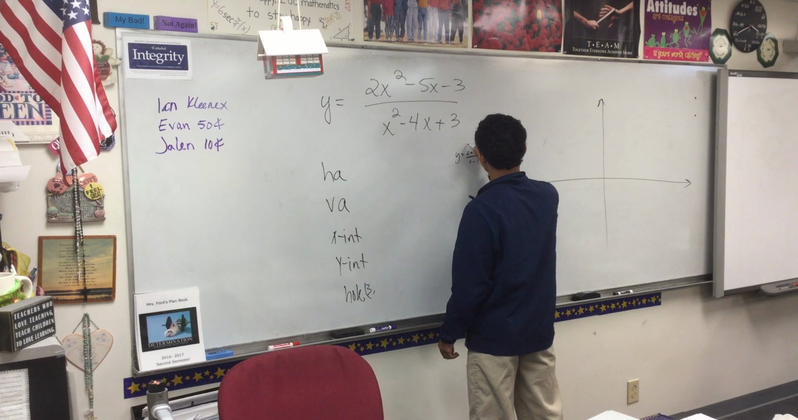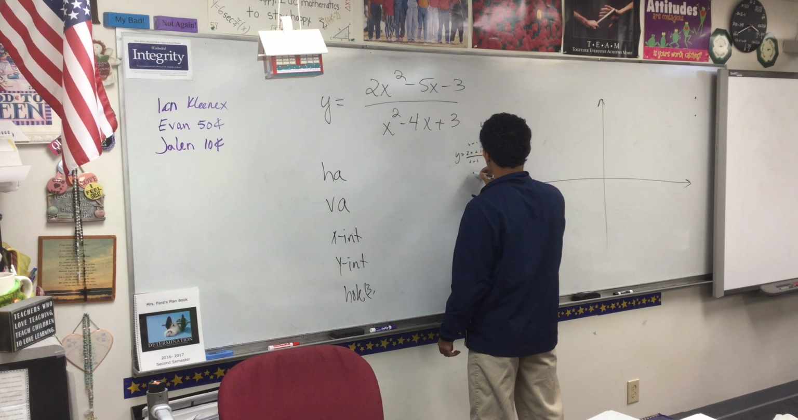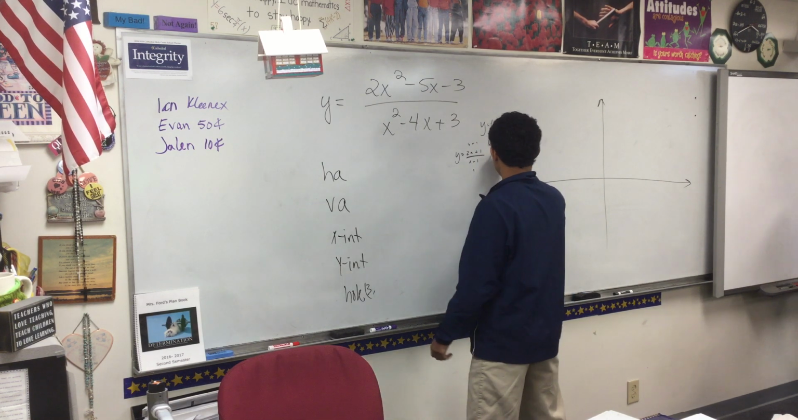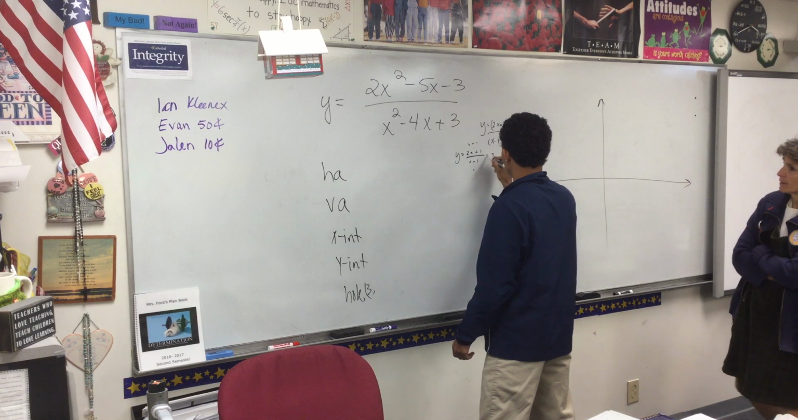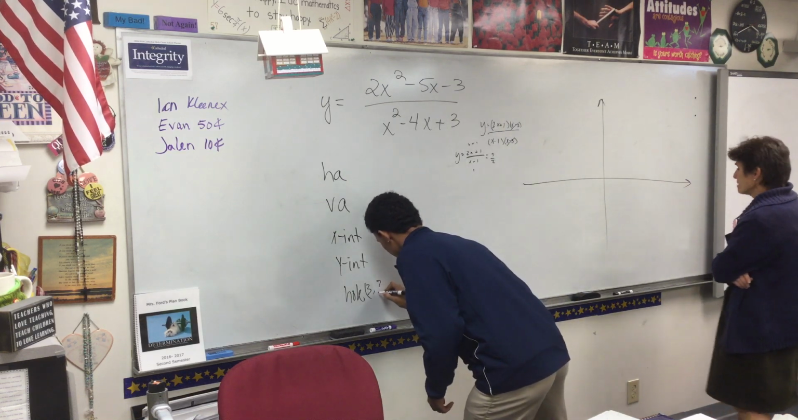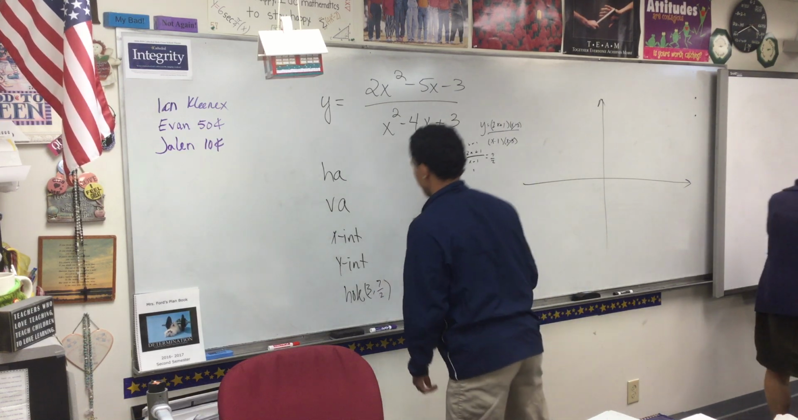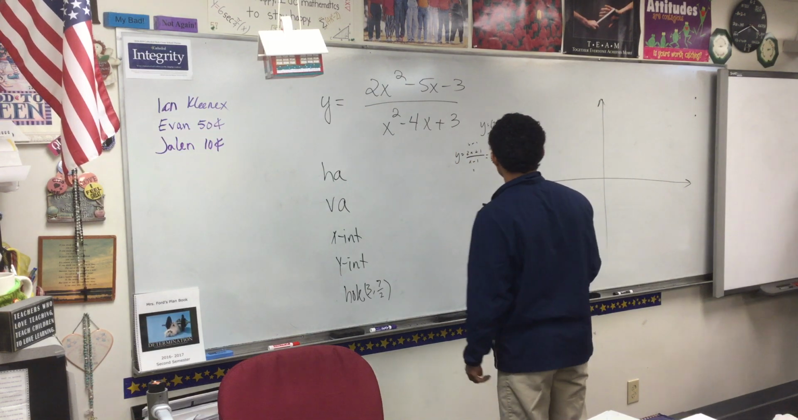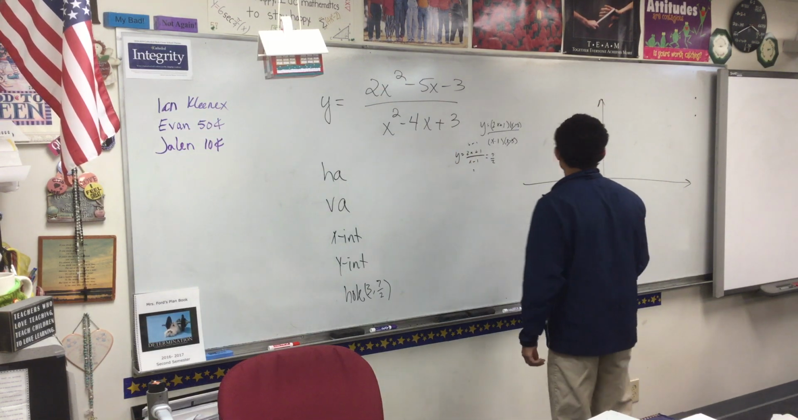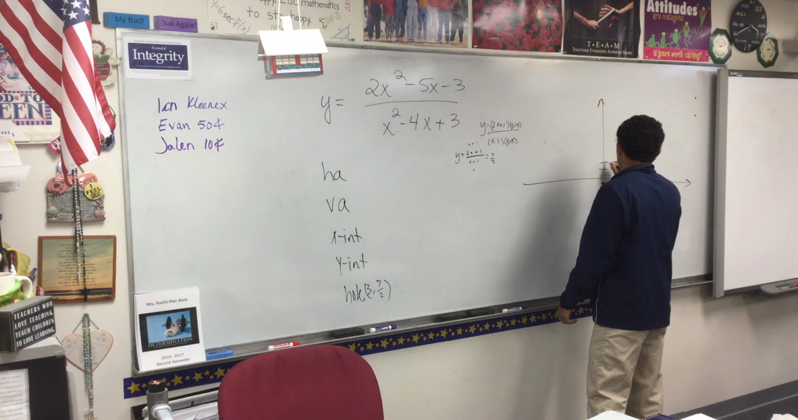Did everybody get a hole at 3 comma something? Emma got 7/2. Looks like the hole is at 3 comma 7/2. Is that what you got? Yep. So we have an open circle in our picture at 3 comma 3.5.